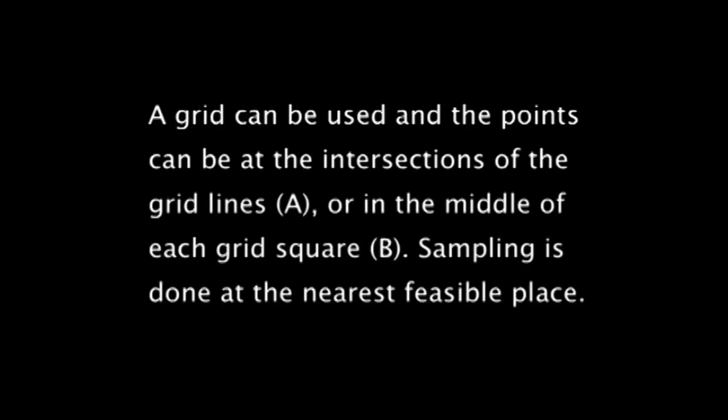Methodology. A. Systematic point sampling. A grid can be used and the points can be at the intersections of the grid lines (A), or in the middle of each grid square (B). Sampling is done at the nearest feasible place. Along a transect line, sampling points for vegetation or pebble data collection could be identified systematically, for example, every 2 meters or every 10th pebble.